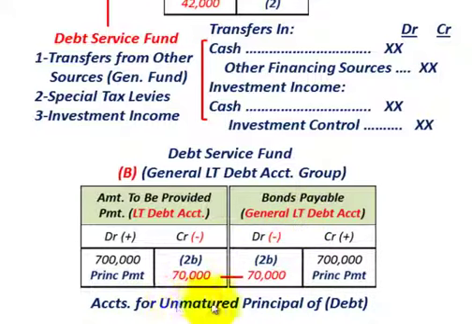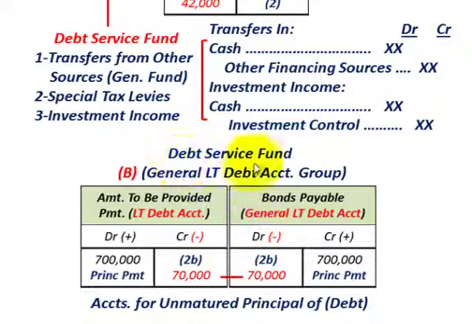So we have to account for the unmatured principal of the debt. In this case, for each of those payments, we would be reducing the amount to be provided by the principal payment, and also reducing our bonds payable. Okay, so that's a key item. Of course, if it was just with the term bonds, then you'd have the total $700,000 at the end for the principal amount, the amount to be provided. You'd be crediting that out for $700,000 when they actually mature, and same with bonds payable. You'd be crediting that out for $700,000.